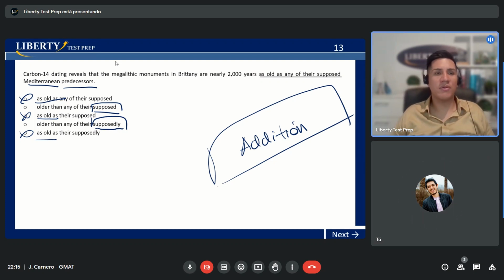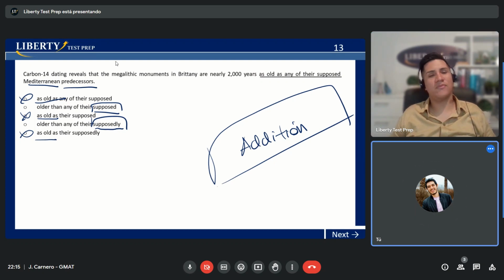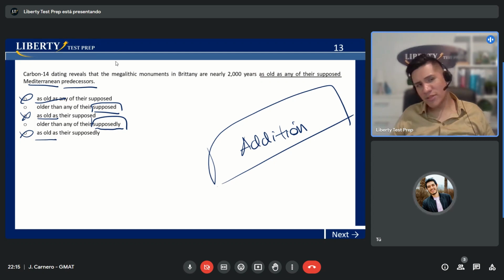Why do you want to modify "Mediterranean"? Why not "predecessors"? Both of them make sense, but the original one said that what wasn't certain was that they were predecessors. They don't know if they are the predecessors, so they were "supposed predecessors." Then, if you say "supposedly Mediterranean," that's changing the meaning.